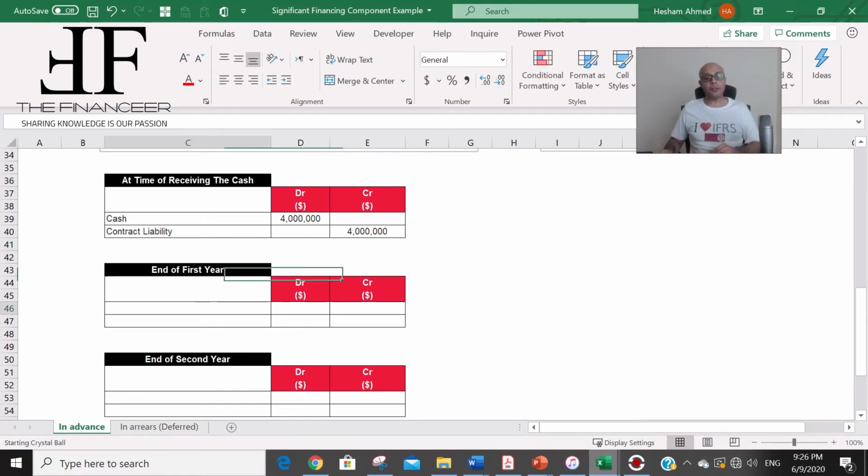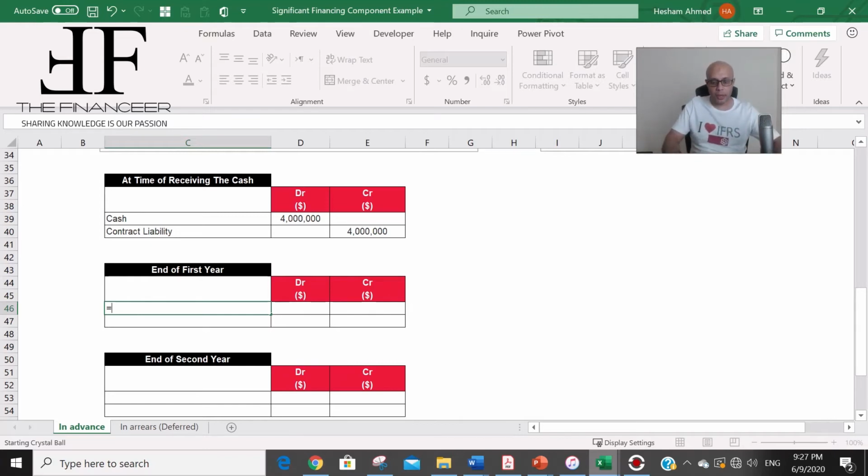At the end of the first year, because the company is effectively borrowing from the customer, the company should recognize financing cost. So how much is the balance of the liability so far at the end of the first year? It's $4 million. But the company should recognize financing cost over this 4 million.